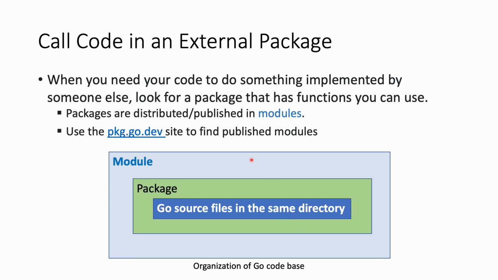This diagram shows the organization of a Go code base. A Go code base can have or use several modules. Each module can contain several packages, and each package is a group of Go source files in the same directory.